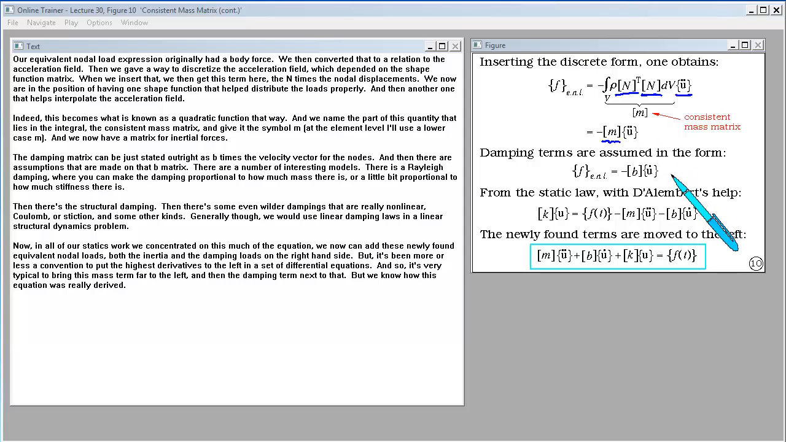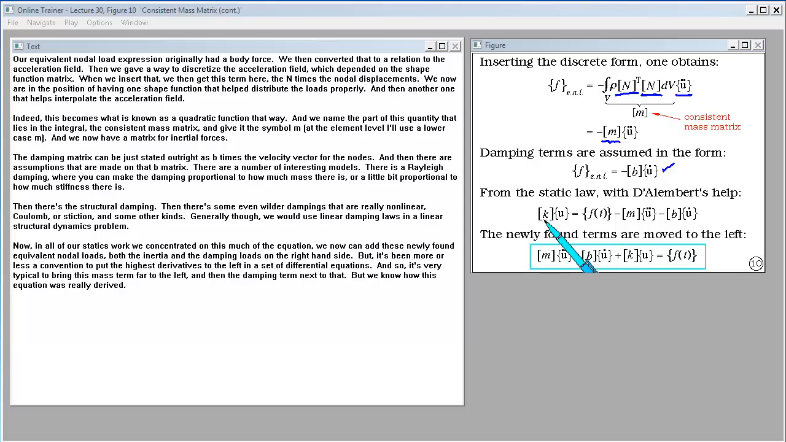The damping matrix can be just stated outright as B times the velocity vector for the nodes, and then there are assumptions that are made on that B matrix. There are a number of interesting models. There is a Rayleigh damping, where you can make the damping proportional to how much mass there is, or a little bit proportional to how much stiffness there is. Then there's the structural damping. Then there's some even wilder dampings that are really nonlinear, a Coulomb or a Stiction, and some other kinds. Generally, though, we would use linear damping laws in a linear structural dynamics problem.